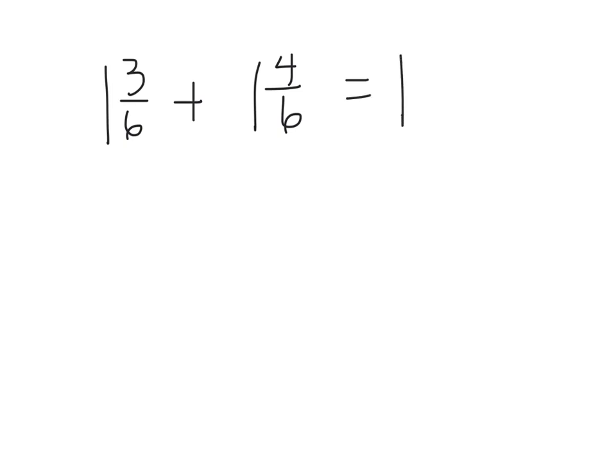Oh, oops. I said it and then I wrote a 1. 1 plus 1 is 2. Those are my whole numbers. That means I have 2 wholes. And then I'm going to go ahead and add my top number, which is 7, and my bottom number does not change. Okay, so that's step 4.